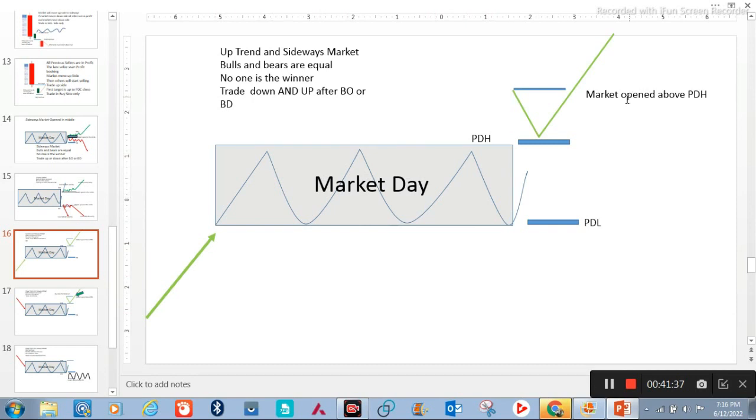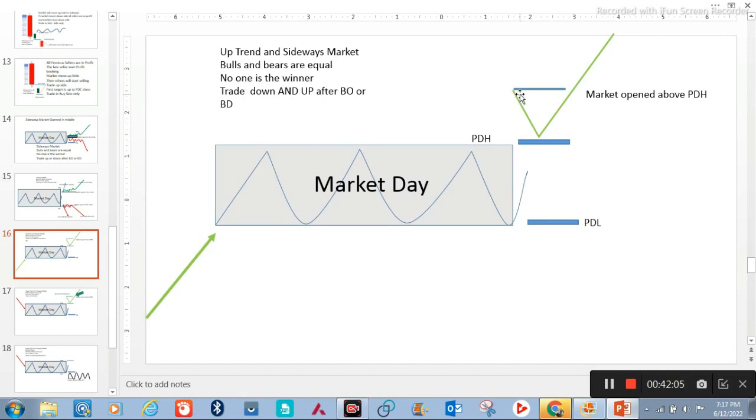Now the market has opened above the previous day. How to trade? Uptrend and sideways market: bulls and bears are equal. No one is the winner. Trade down and up after breakout or breakdown.